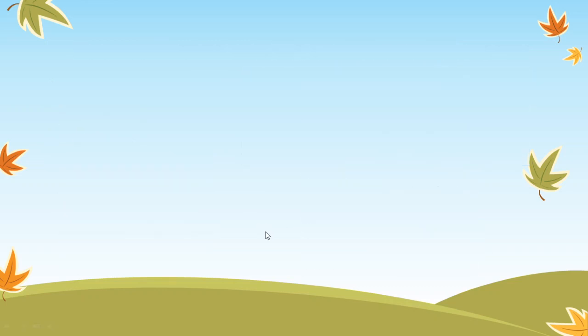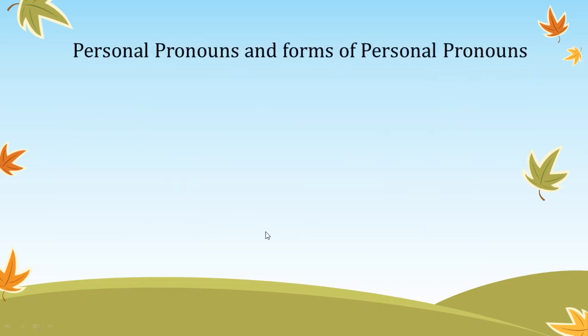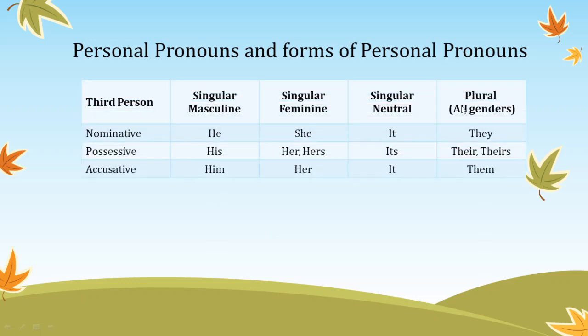Coming to the third person of forms of personal pronouns. Here I have a big table which is again divided because in third person we have each form of singular and plural. It is same for all three, let it be masculine, feminine or neutral. Now third person nominative singular masculine is he, singular feminine is she, singular neutral gender, which is not masculine or feminine, it is it. And plural for all these three genders in nominative is they.